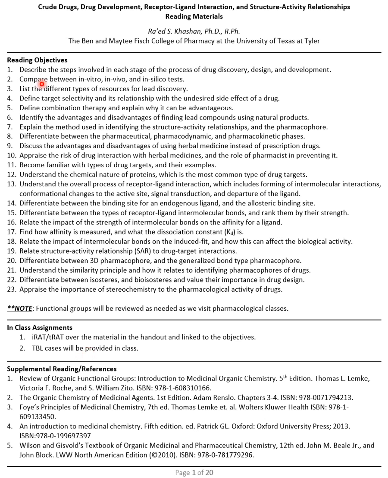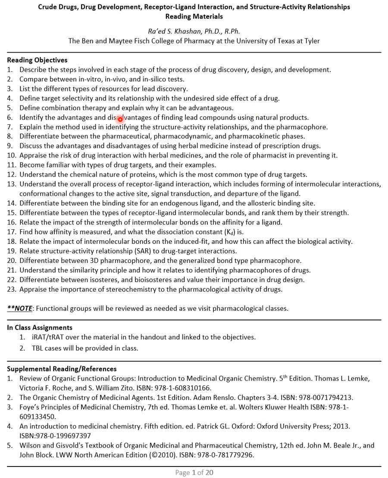So the objectives are the following. You should be able to describe the steps involved in each stage of the process of the drug development. That is drug discovery, drug design, and drug development stages. And then make sure you are able to compare between the in vitro, in vivo, and in silico experiments, and list different types of resources for lead discovery. Okay, and define the target selectivity and the relationship between target selectivity and the undesired side effect.